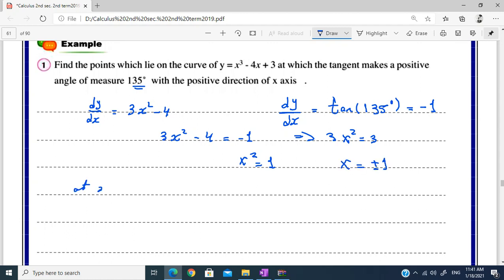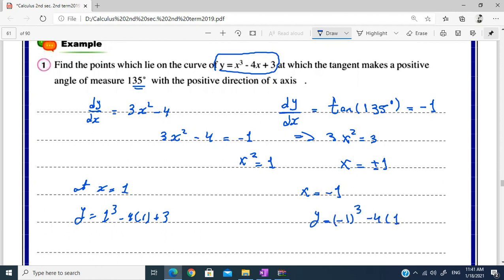At x equals 1 we must find the value of y, and at x equals negative 1. To find the value of y, substitute in the function. y equals 1 power 3 minus 4 times 1 plus 3, and y equals negative 1 power 3 minus 4 times negative 1 plus 3. So this value will be 0 and this value will be 8. So the first point is (1, 0), and the second point is (-1, 8).